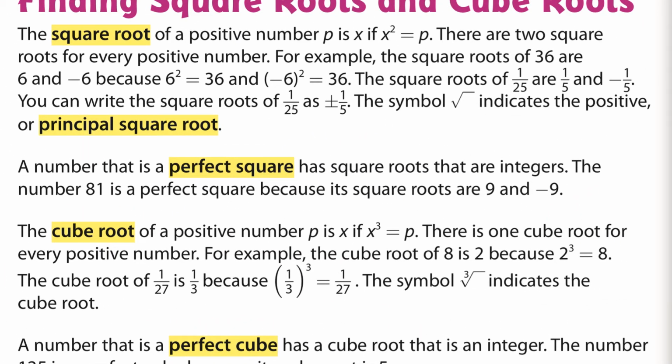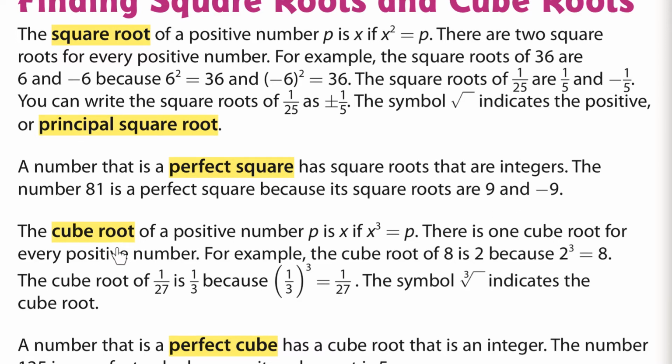So when they have this here, it looks like I made a bit of a mistake, but the square roots of that are that. That symbol indicates the positive or principal square root. So when we have this symbol here, we're just going to talk about the positive square root, not the negative. A number is a perfect square if it has square roots that are integers, like 81 is a perfect square because the square roots are 9 and -9.